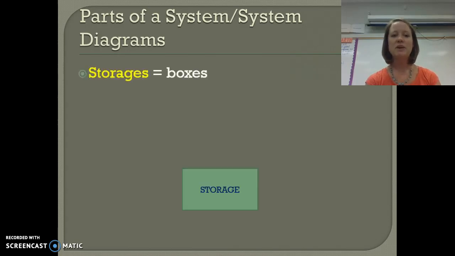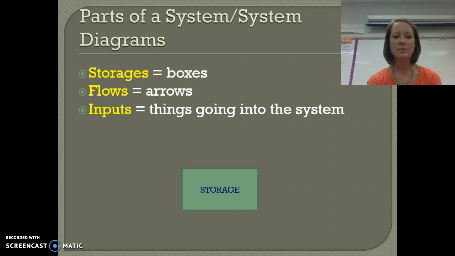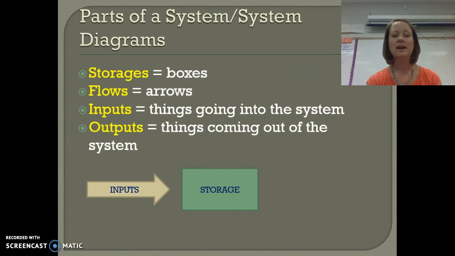So the first thing that you have are the storage, or what the general system is that you're talking about. Then you have flows. You've got inputs and outputs into the system, and we are going to represent those with arrows. Inputs are things that are going into the system. Outputs are the things that are leaving or coming out of the system.